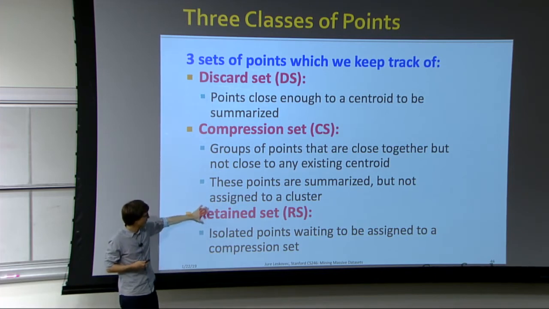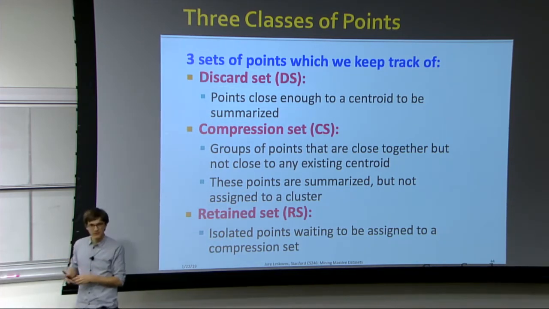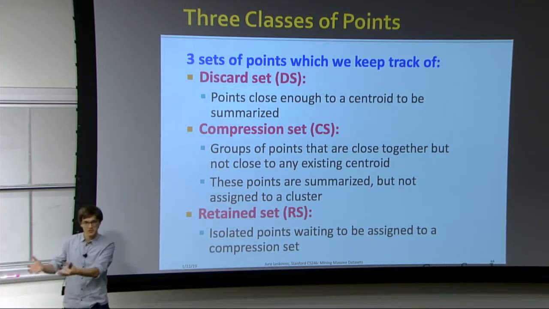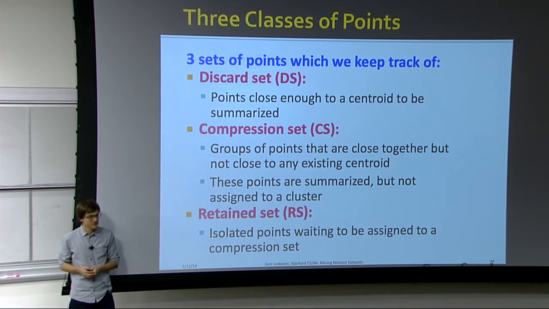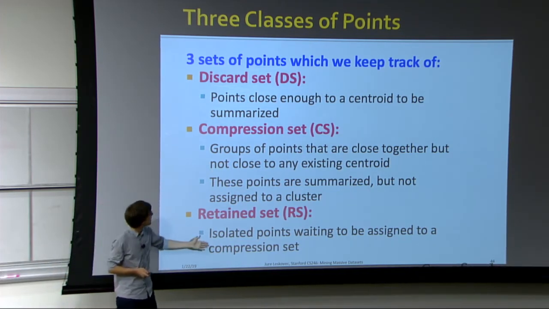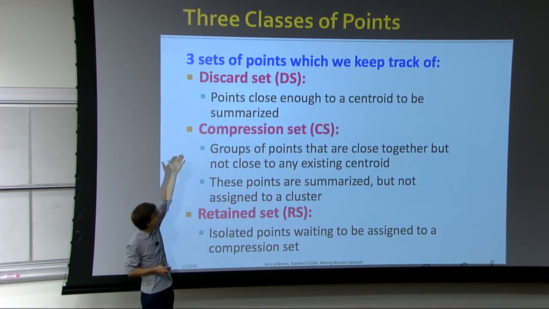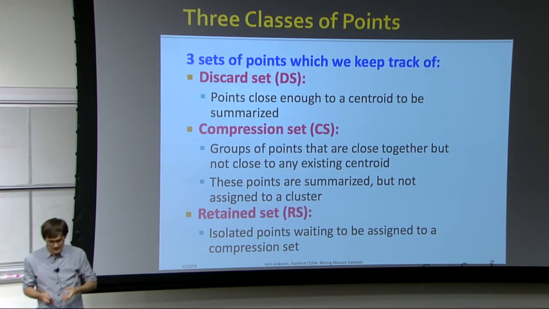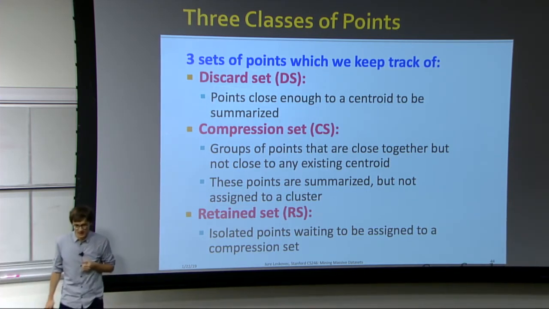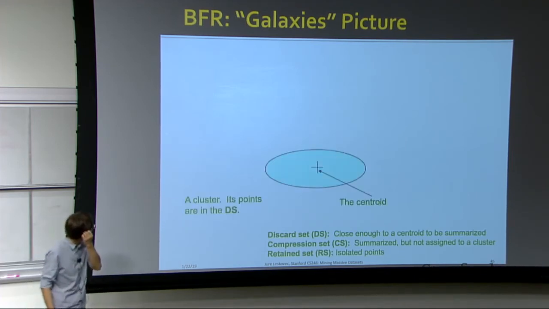And then I'll have the retained set, which are isolated points. I don't know what to do with them, so I'll just save them for later to see if I get more samples from that region of the space. Okay? So that then maybe I can assign them to a compression set, and maybe later compression sets can be assigned to discard sets, or a new cluster can be created. Okay? So here is the picture of how this would work, right?